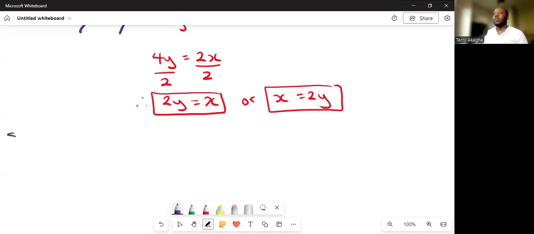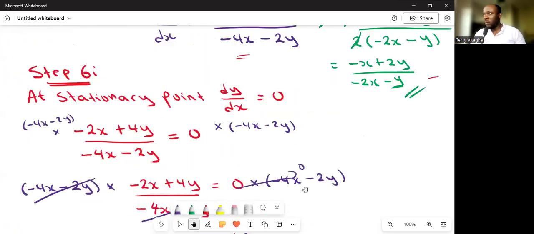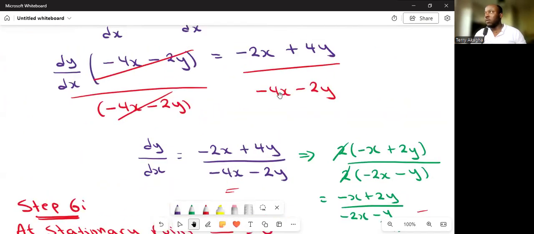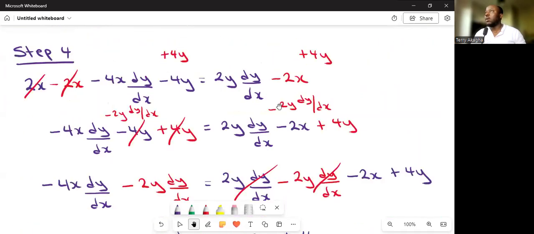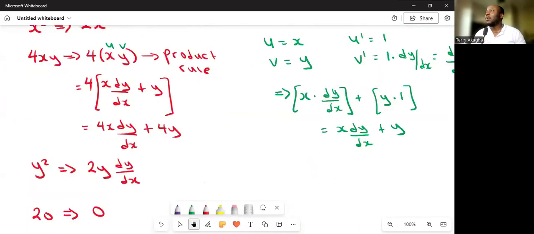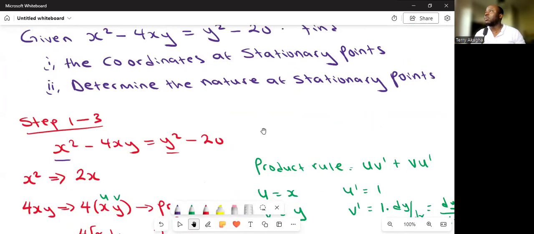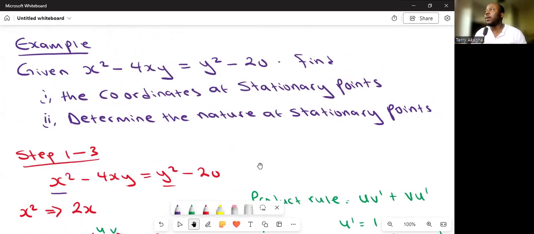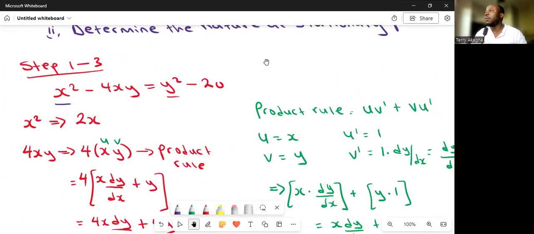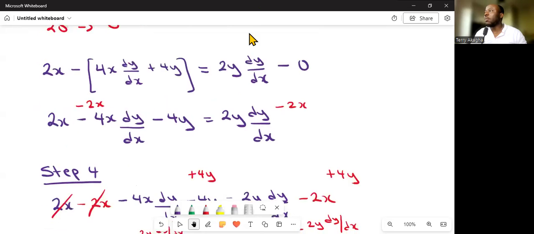All right. So step 6ii. We have to replace the value of x in the original equation to get the value of y. Now, what was the original equation first? If you go up, we can get the original equation. I've done a lot already. So the original equation was x squared minus 4xy is equal to y squared minus 20, okay? So we're going to get the original equation back.